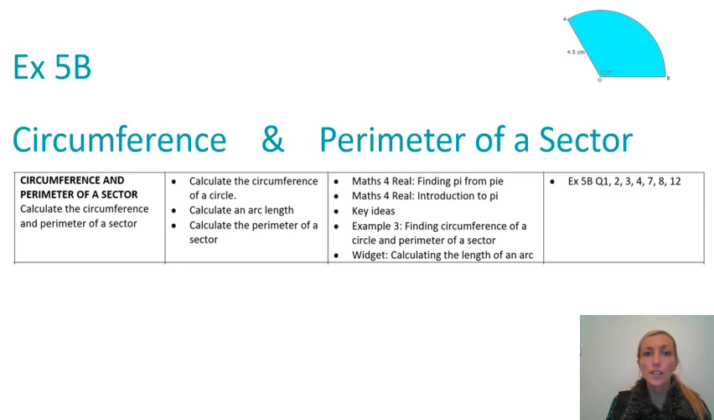Today's lesson focuses on finding the circumference of a circle and the perimeter of a sector. The circumference of a circle is just another word for the perimeter of a circle. And you remember that the perimeter is the outside. So the circumference is this around here.